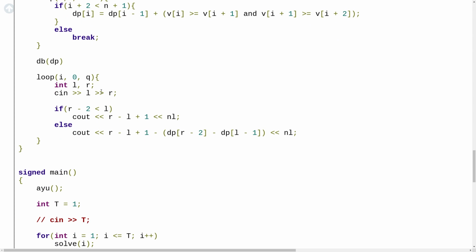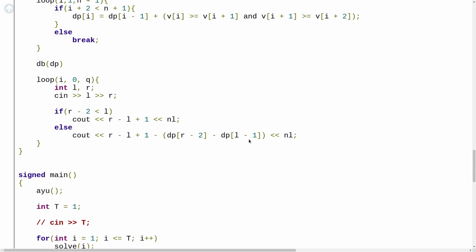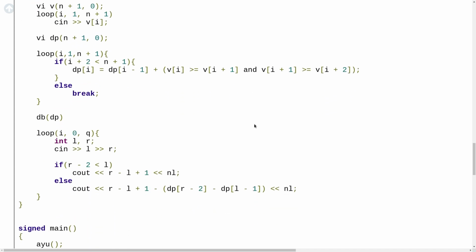I just go through all the queries, and if R minus 2 is less than L, then I can just directly print the size of the subarray that has been given to us in the input. Otherwise, I just print the size of the subarray minus all the elements that I have to remove. All the elements that I have to remove will be dp of R minus 2 minus dp of L minus 1. Right. So this would be the solution of the third and the final problem of today's problem discussion.